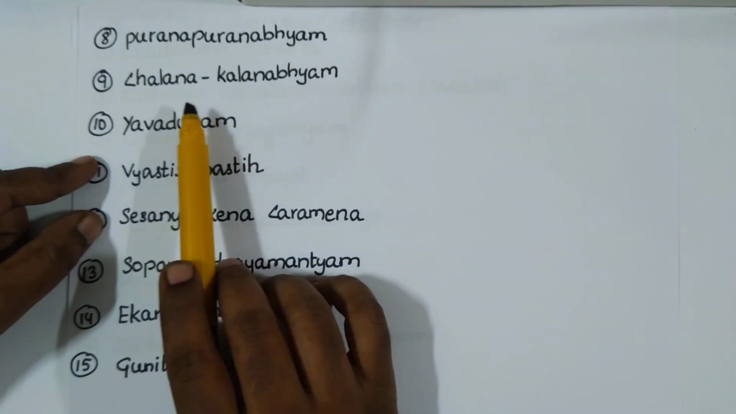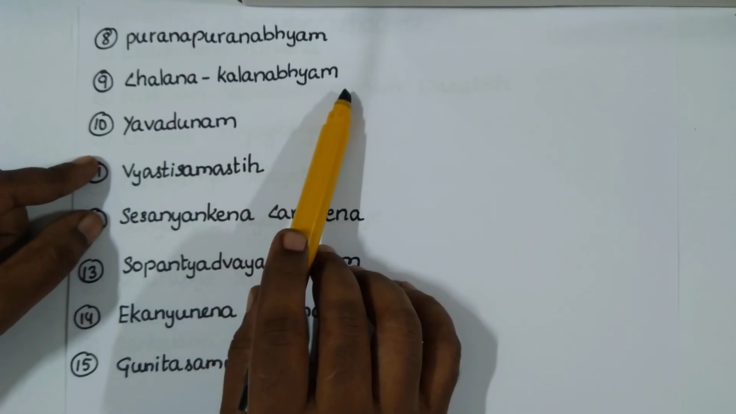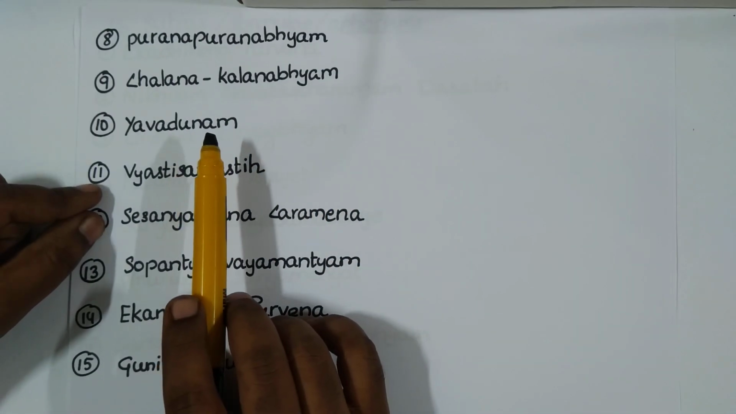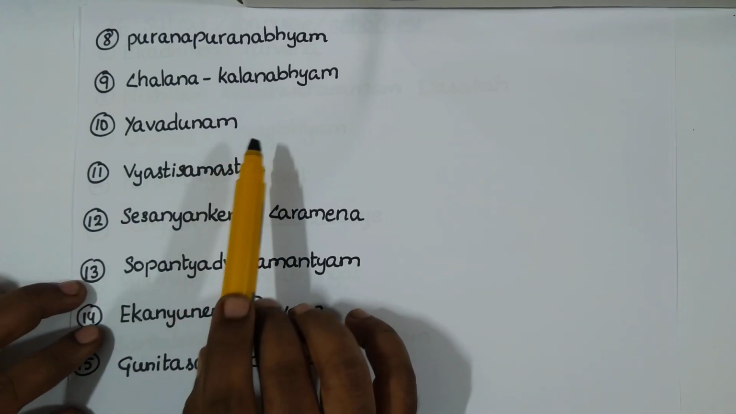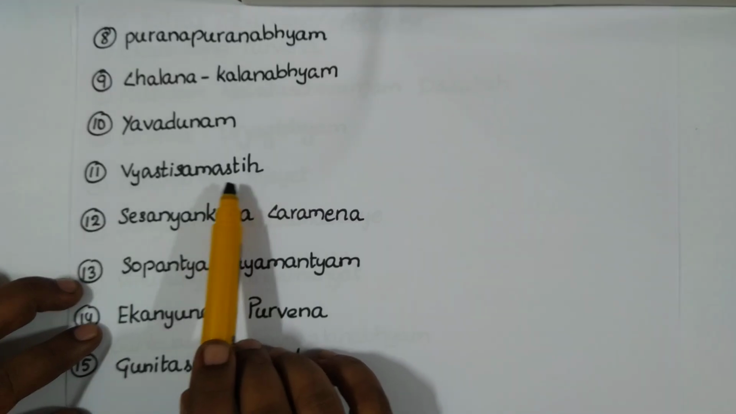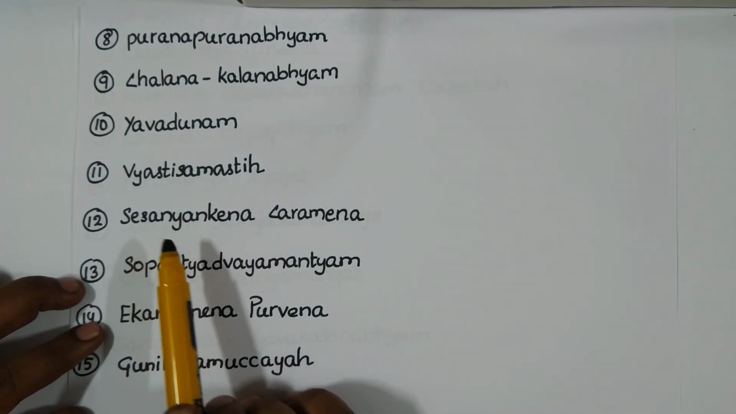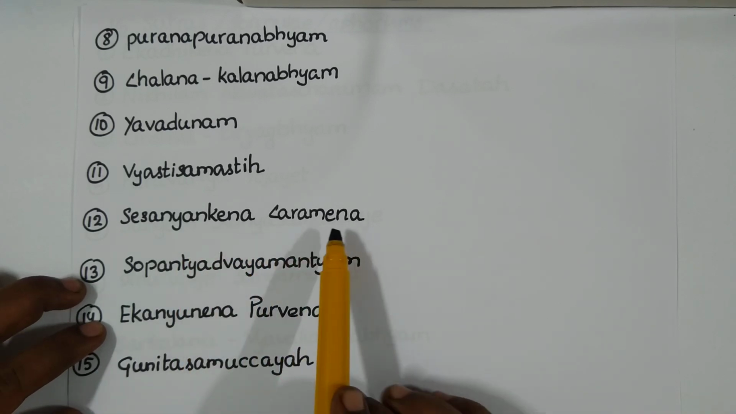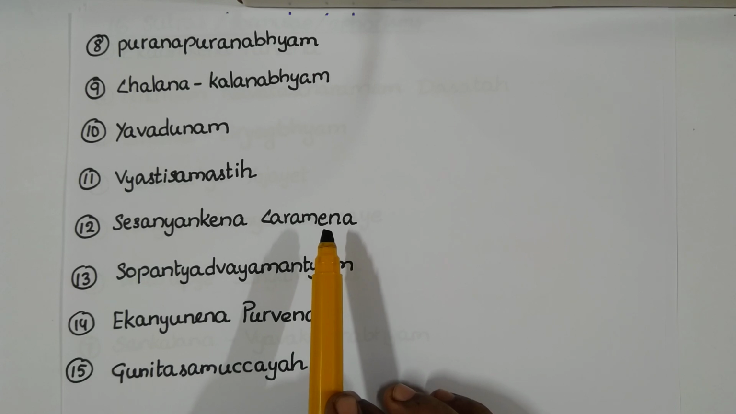Puranabhyam. Ninth one is Chalana Kalanabhyam. Tenth one is, it's powerful again, Yavadunam. 11th one, Vyasti Samastihi. And 12th one, Sheshanyankena Charamena.